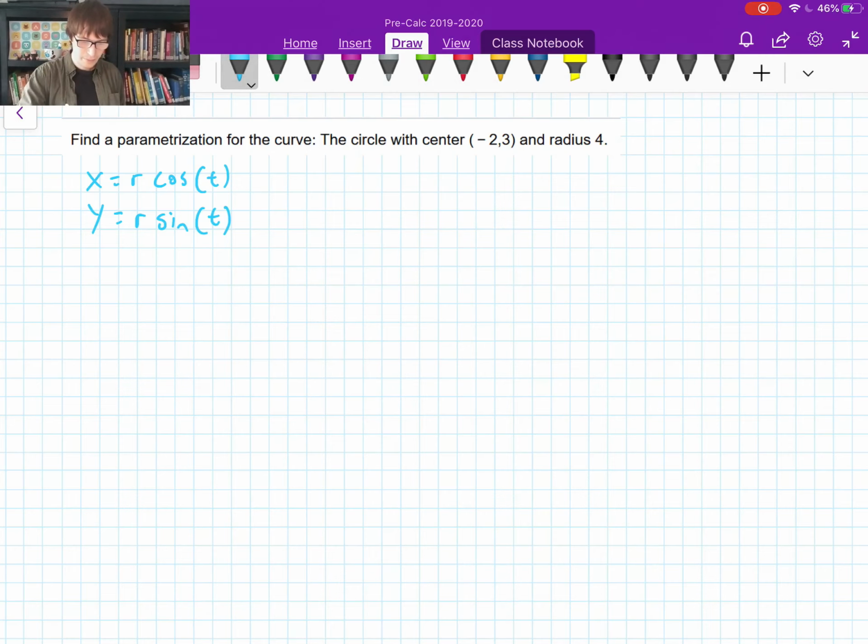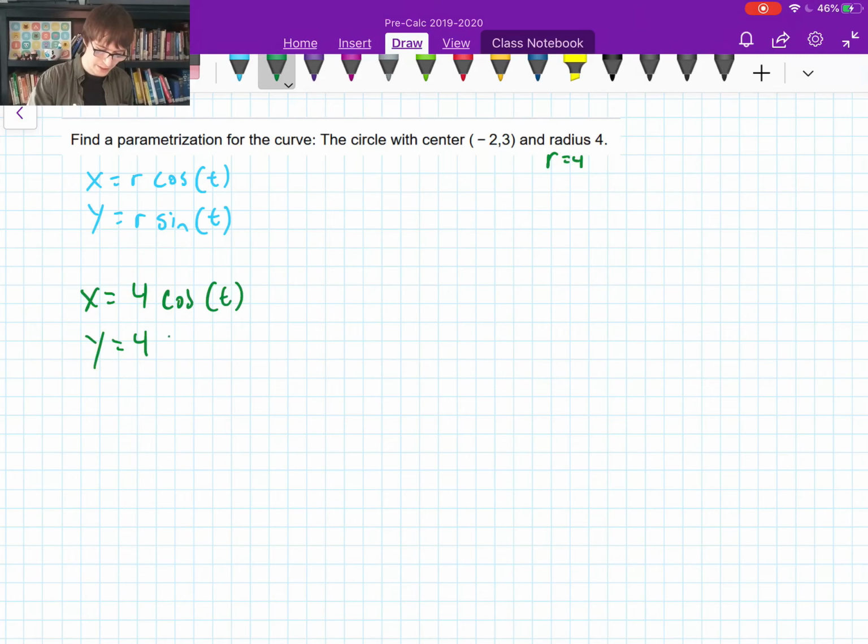A circle has, let's plug in what we can, and then we'll see if we can move it around. The radius is 4, so r equals 4. So let's go ahead and plug it in first. So we get x equals 4 cosine t, and y equals 4 times the sine of t. So normally you think that would be done, but the center is not at -2, 3. So we're going to have to find a way to move it to be -2, 3.